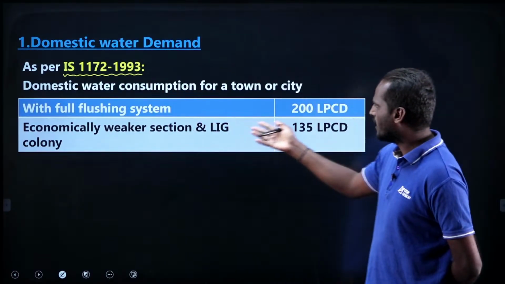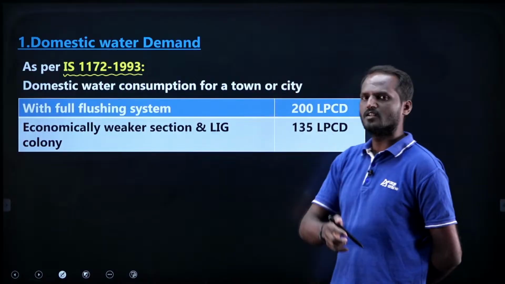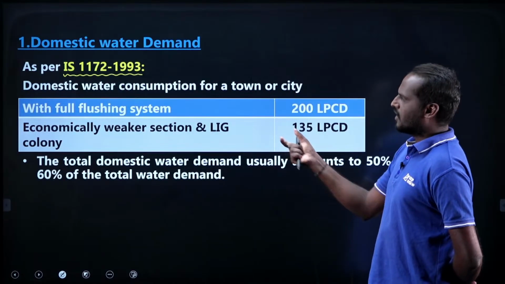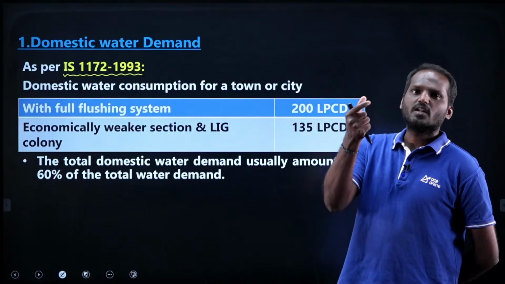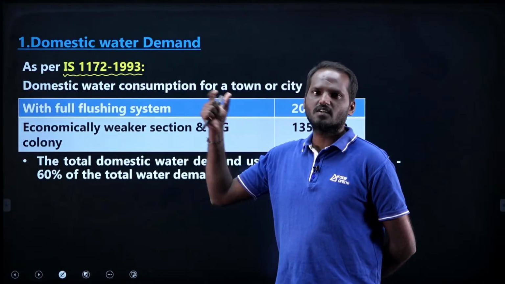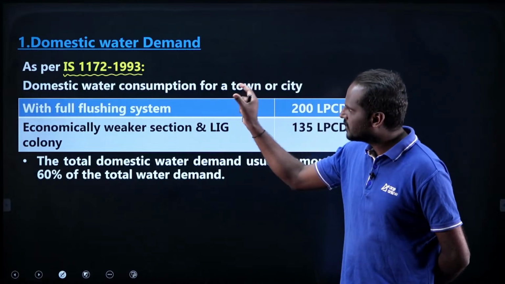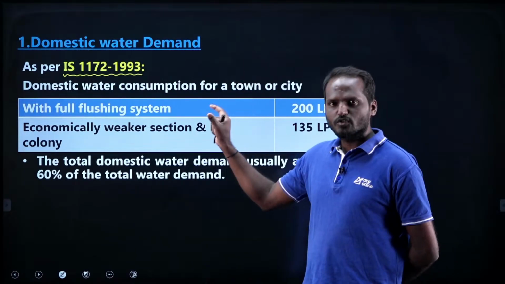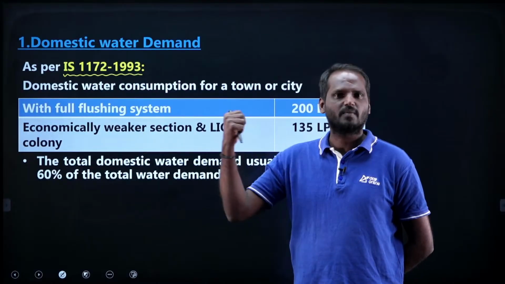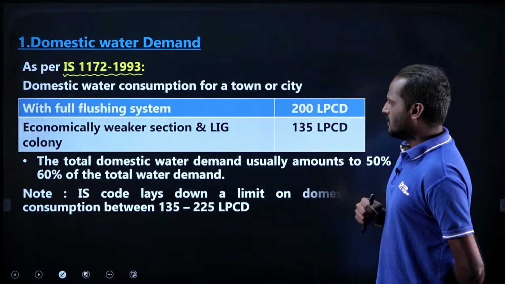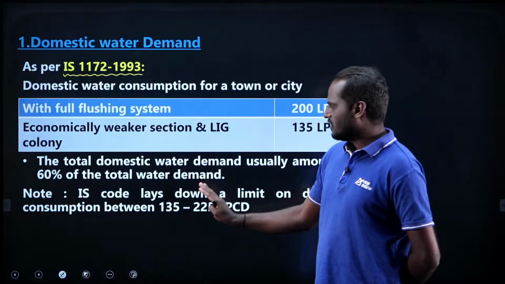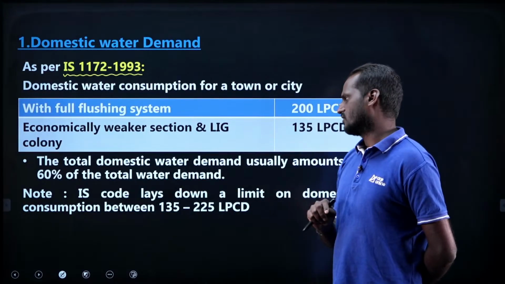As per this code, we have this data regarding water demand. See, if you look at this, domestic water consumption is the major contribution in all water demands. It is around 50 to 60% of the total demand. Domestic water demand contribution is 50 to 60%, meaning more than half of the water demand is by domestic use only. Again, I am giving this point not for you to remember, but it will help you with the next questions. Okay.